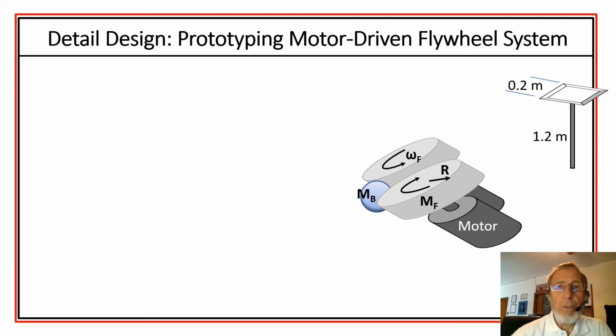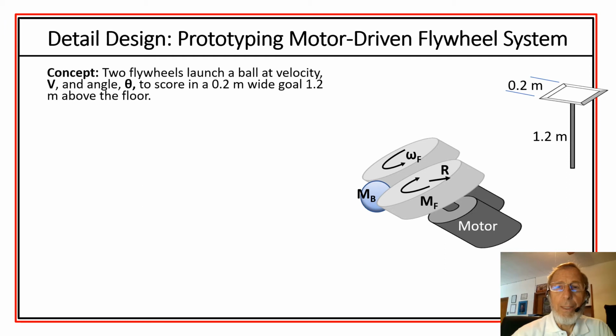Let's now look at a more complex system where we have 2 motors driving 2 flywheels, and these flywheels are going to be launching a ball. We define the ball velocity that we want, an angle of launch, and then determine how we can best define details of our system to accomplish the scoring in this goal under the conditions that we're limited to.